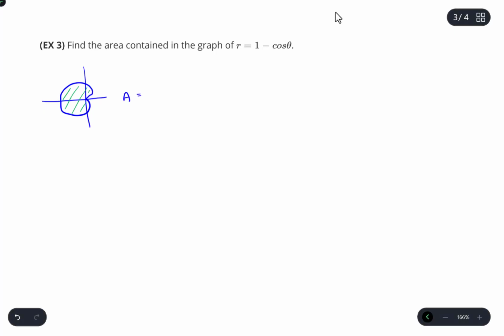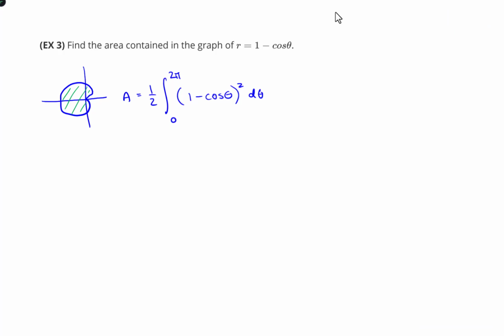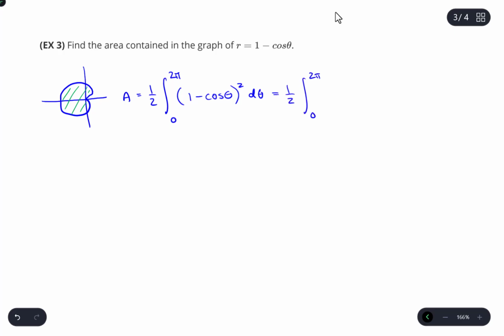So my area then is going to be 1/2 of the integral from 0 to 2 pi of my function r, which is 1 minus cosine theta, squared d theta. Okay, so let's first multiply out this binomial. It would be the square of the first, which is 1, plus 2 times the first times the second, so minus 2 cosine theta, plus the second term squared.